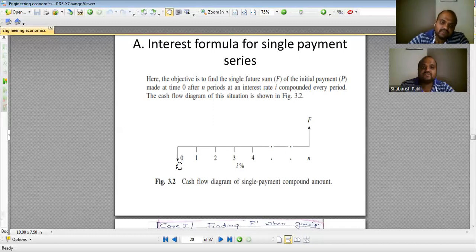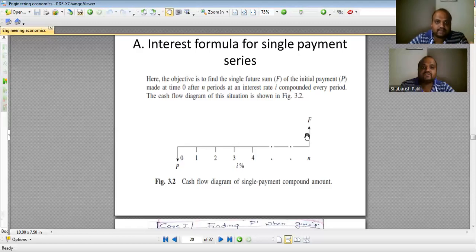At zero time, as an example, I am keeping some fixed deposit in the bank, and I may have to wait for some months so that I can get a future sum, the future value or future worth. So how do we get this after n periods at a rate of I percent? What will happen to this P? To get the F value, the relation between P and F is calculated.